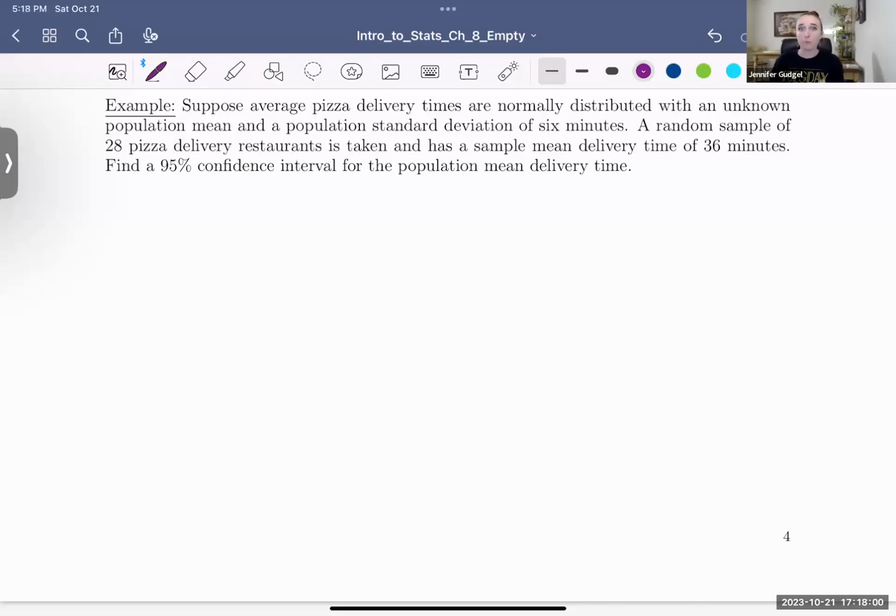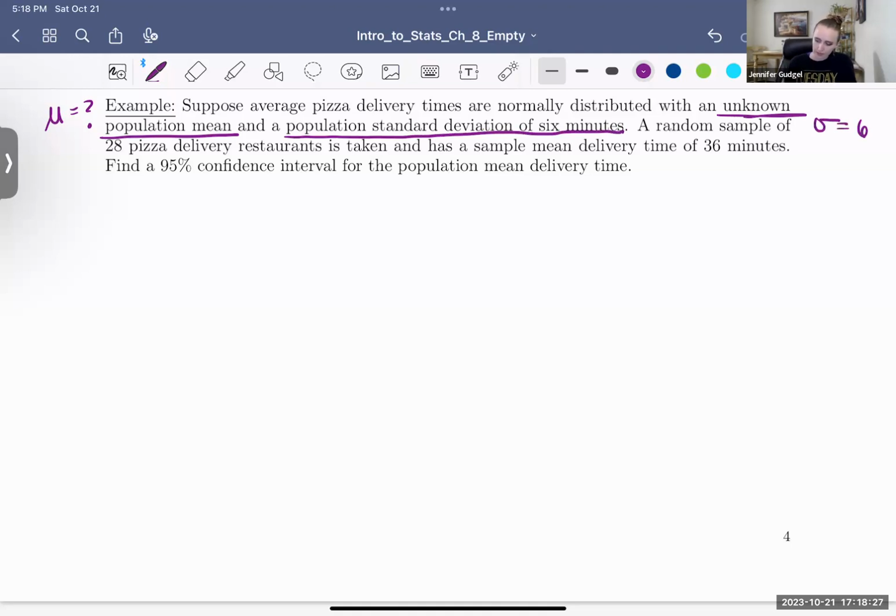All right, I'm going to show it both ways again here. Okay, so I'm going to move a little quicker, hopefully. Suppose average pizza delivery times are normally distributed with an unknown population mean. We don't know what mu is. Again, we wouldn't create a confidence interval for a population mean if we knew what the population mean was. We don't know what that is, but we do know the population standard deviation.